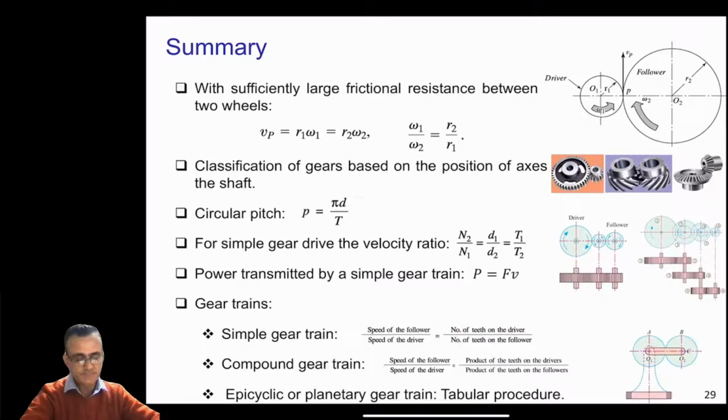In the case of epicyclic gear trains, we didn't discuss how we will calculate the velocity ratio in this case, but we just introduced these gear trains.